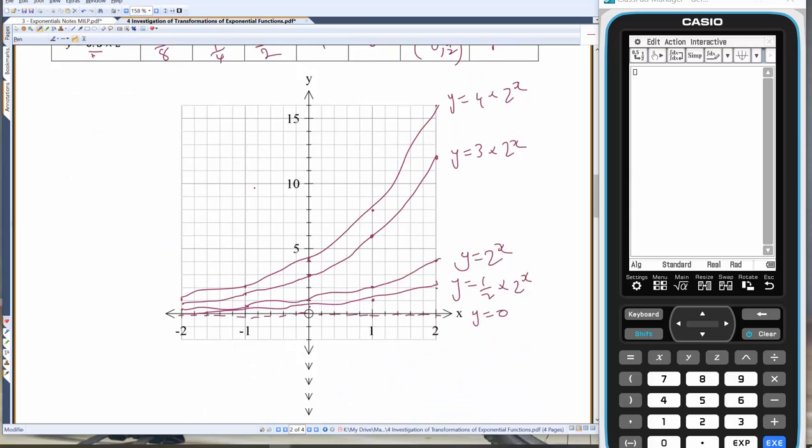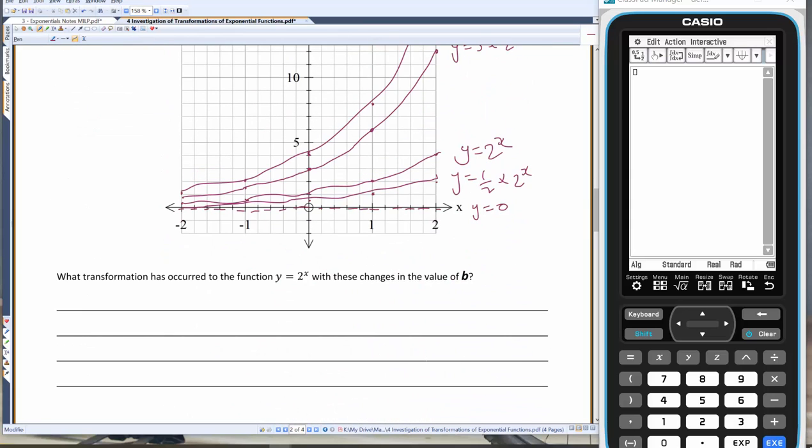So what we're going to do is make a conclusion. What transformation has occurred to 2 to the x with these changes? This can be named. The transformation is called a dilation, and we're going to say that's a factor of b from the x-axis. So what it does basically, it takes that original function there and multiplies it by this dilation factor, and we go from the x-axis. This one goes to the x-axis or gets closer to the x-axis, but we can still use that terminology of from the x-axis.